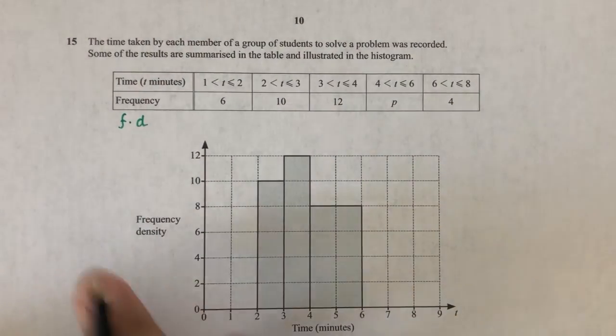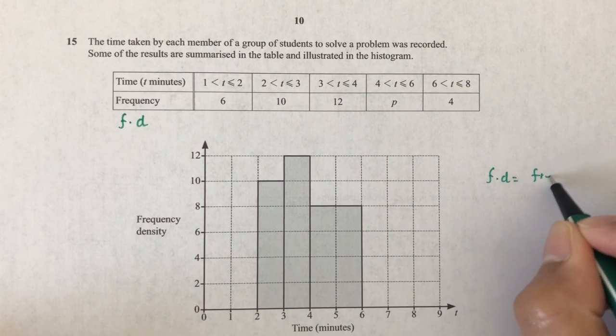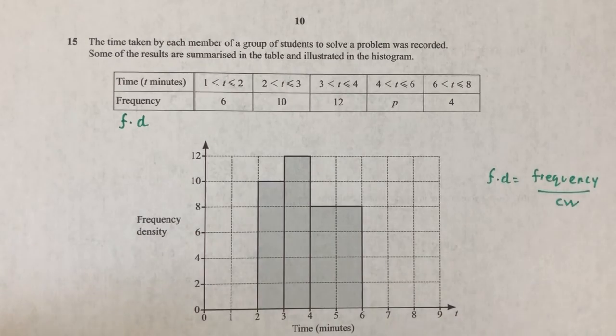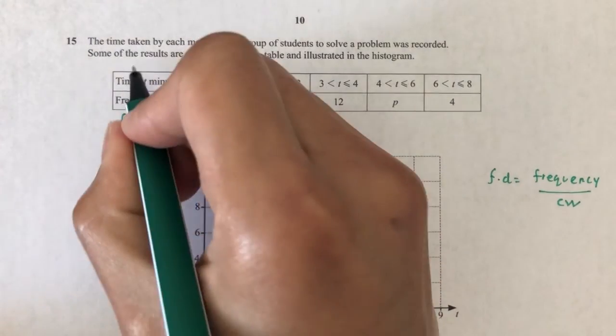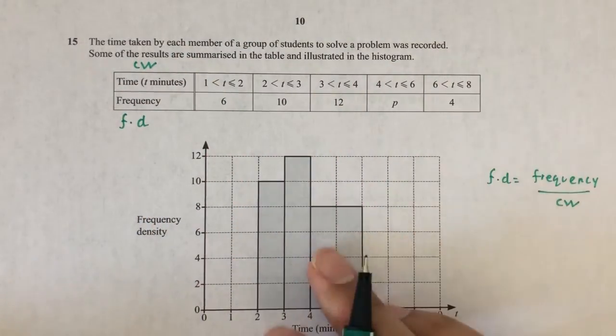So we have a formula for that. Frequency density is equal to the frequency divided by class width. So let's find the class width. What is the class width for each class? Here we have 1, 2, 3, 4, 5 classes. So what is the class width?